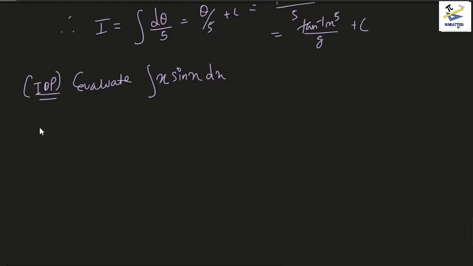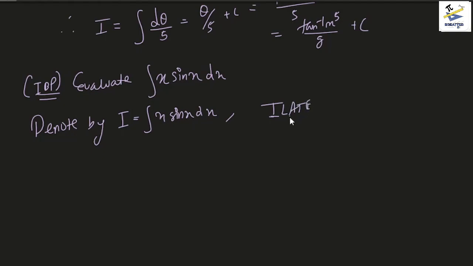So denote by I the integral, and whenever we see functions which are a product of two different kinds of functions, we try to remember our ILATE rule, where we know which one to take as the first function and which one as the second function. So in the ILATE rule, the algebraic function comes first, before the trigonometric function. So the algebraic function should be function 1, and the trigonometric one should be function 2, right?